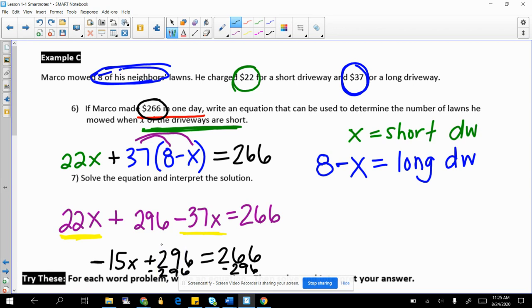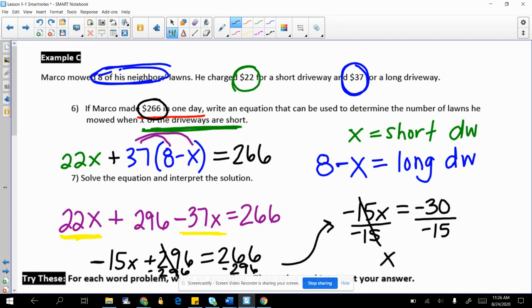This is going to cancel. You're going to be left with negative 15X. And then 266 minus 296 is a negative 30. So we have negative 15X equals negative 30. Our last step here would be to divide by negative 15 on both sides. So that's going to cancel there, and that's going to leave us with X equals, and negative 30 divided by negative 15 is equal to 2.